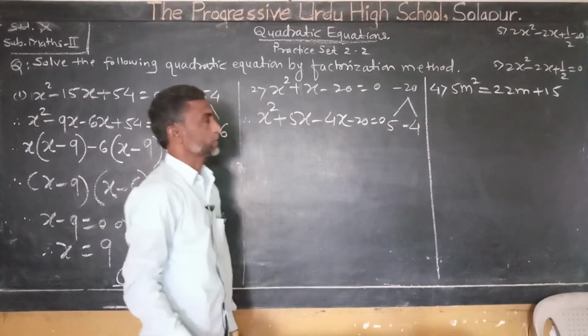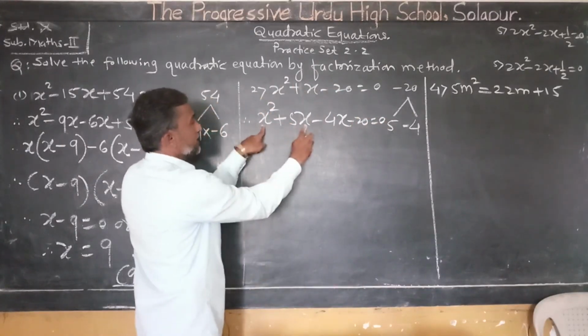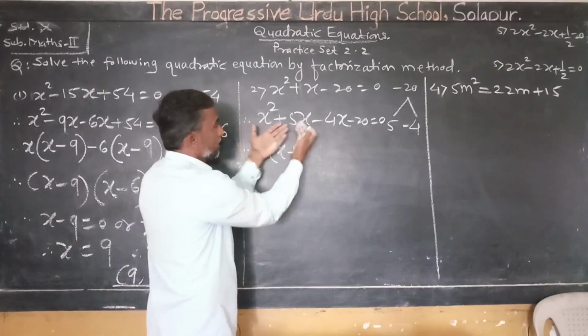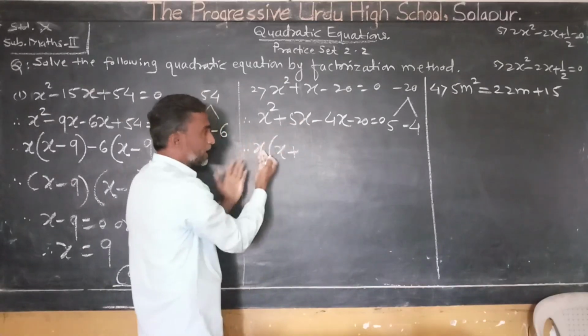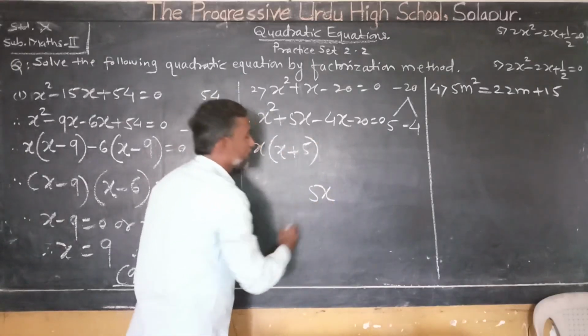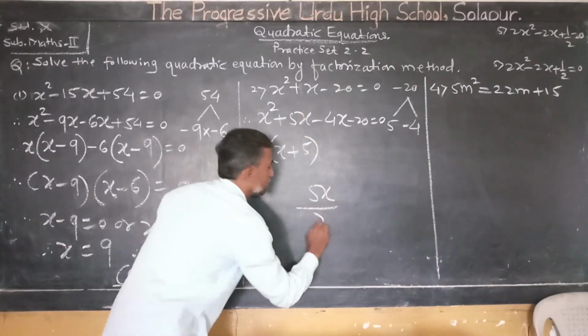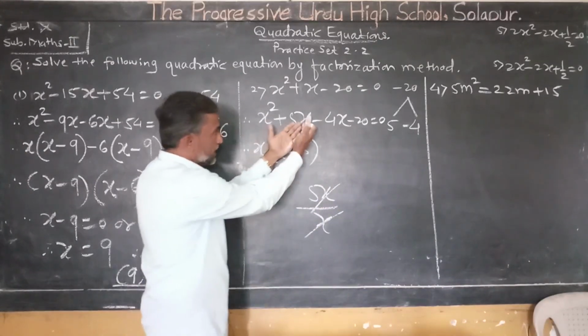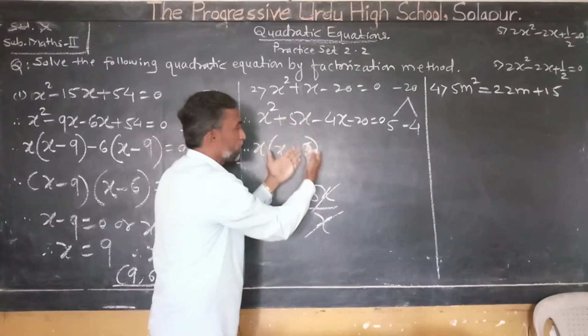Now take x common. 1x will remain plus, from 5x, x we have taken common, 5 will remain. In other words, to take common means to divide 5x by x. x will divide, 5 will remain. In this way, x we have taken common, 5 will remain.